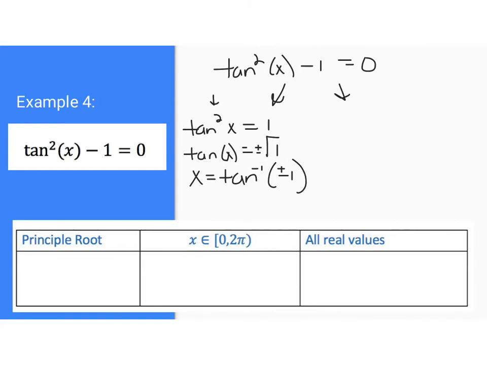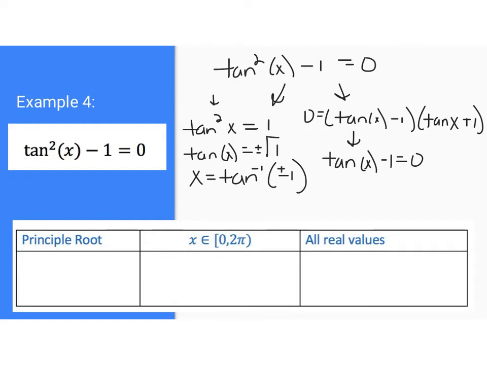The other way you can think about this question is when it was already equal to 0, you can factor. This would be tangent of x minus 1 and tangent x plus 1 equals 0. And then you have each of these factors independently that you can solve for x. Either way, we get to the same spot where we're looking for plus and minus 1. Since we have more than one answer, it's not going to be directions about asking your principal root.